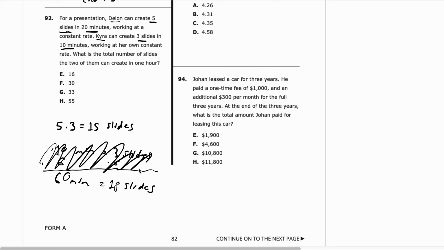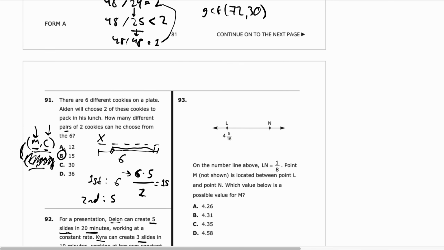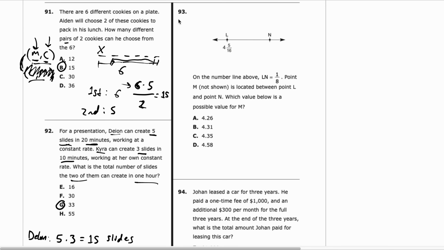Okay, so basically we know now that Delon can create 15 slides in an hour, and Kyra can create 18 slides in an hour, and therefore working together, the 2 of them should be able to create 15 plus 18 slides, which is 33 slides in an hour. So that would be the answer to 92. Okay, so now 93.